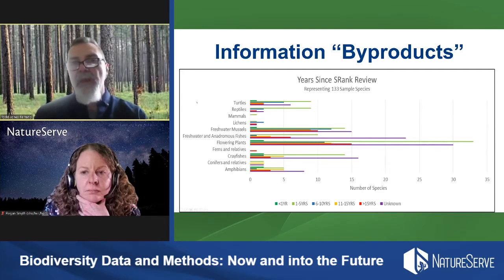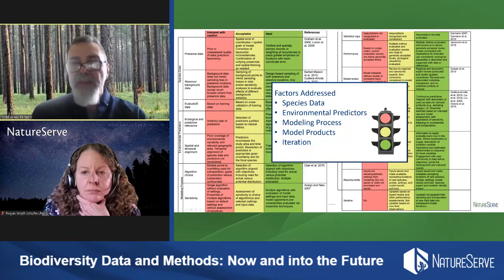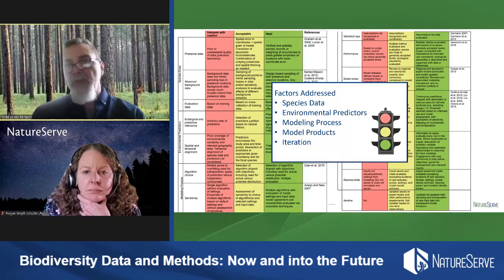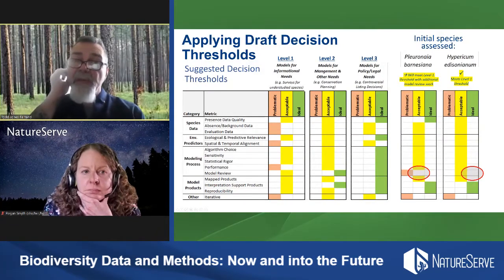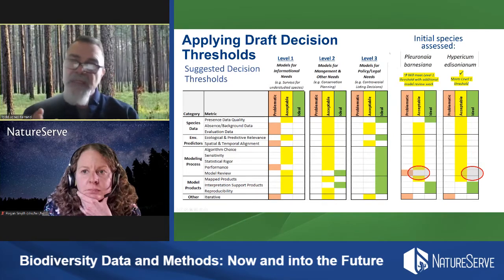And in terms of making decisions, USGS and NatureServe and others have developed a rubric for assessing how appropriate the models are for decision making, kind of a stoplight approach. And with this stoplight approach, we've started thinking about, okay, what is the right collection of characteristics if we want to use this model for guiding surveys?